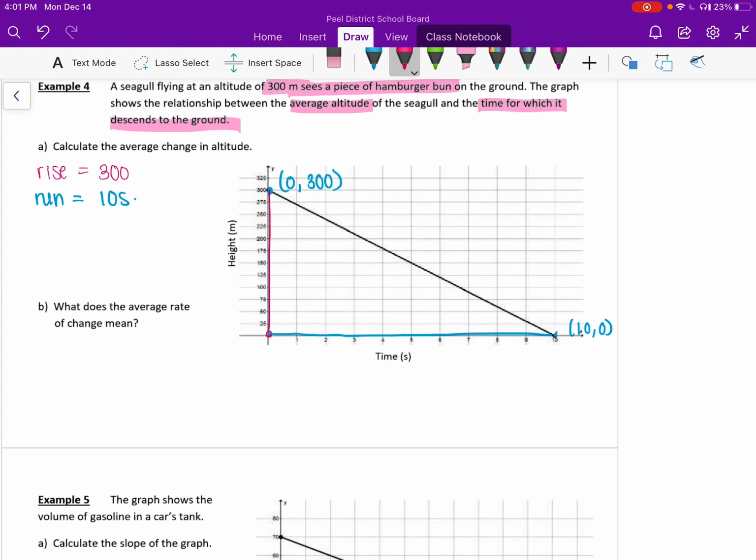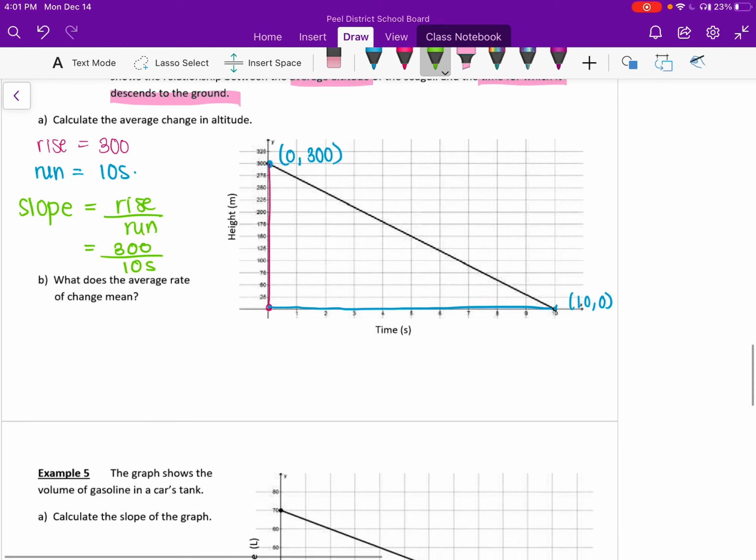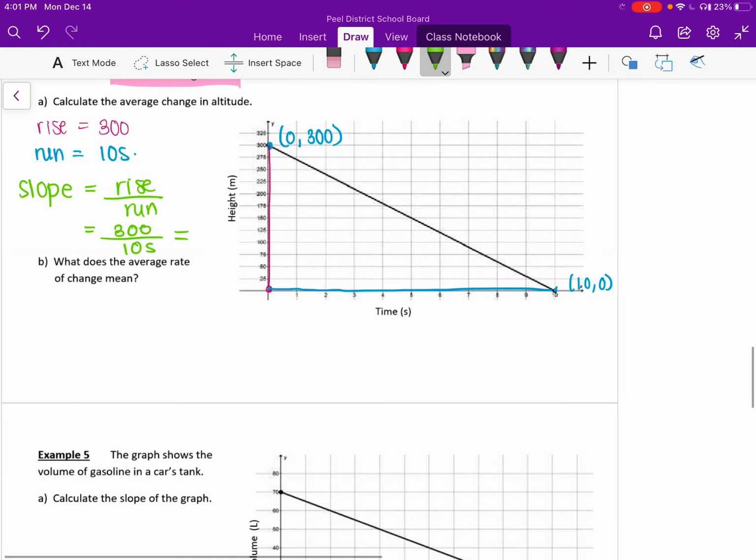So if I want to find the slope, it is equal to rise over run, which is 300 over 10. And if I had enough space, I would write it on a separate line, but I don't. So I'm just going to write it in like that. So I'm going to do 300 divided by 10, right, which is just 30.